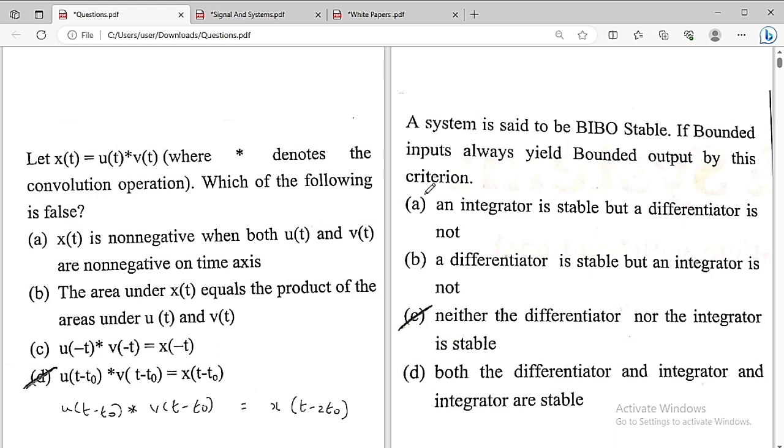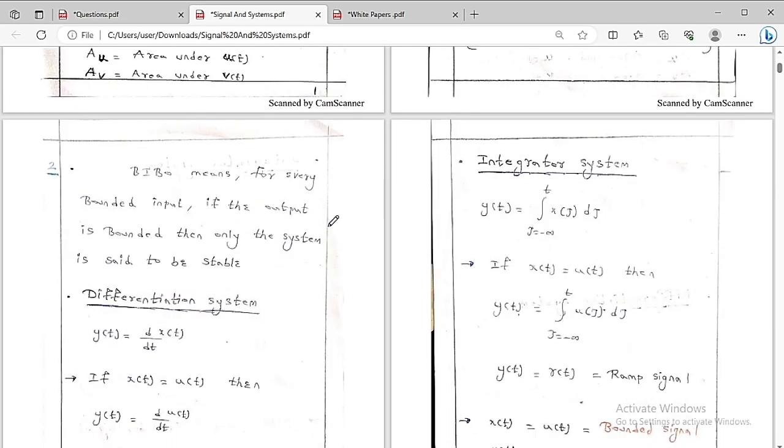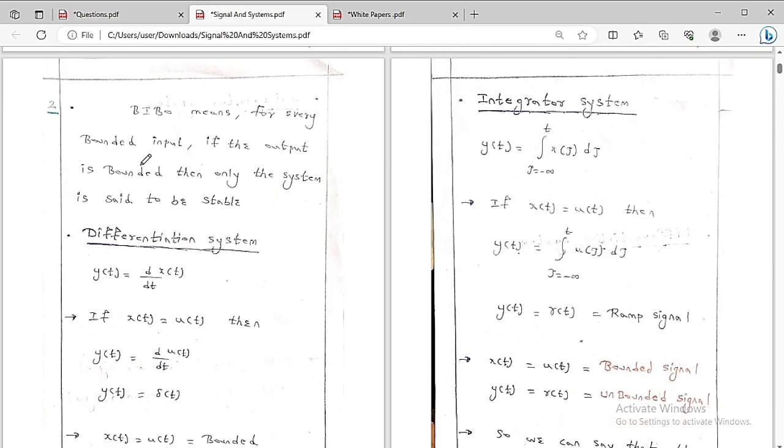Now we'll discuss something more about this. Listen carefully. BIBO stability means for every bounded input, if the output is bounded, then only the system is said to be stable. Even for at least one bounded input, if you get an unbounded output, then we can say the given system is unstable.